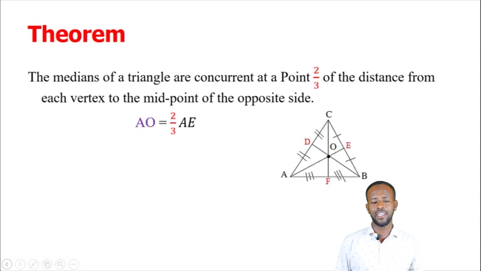Okay, let us see again. CO is equal to 2/3 of CF. CO is the longer segment. So CO will be equal to 2/3 of CF.